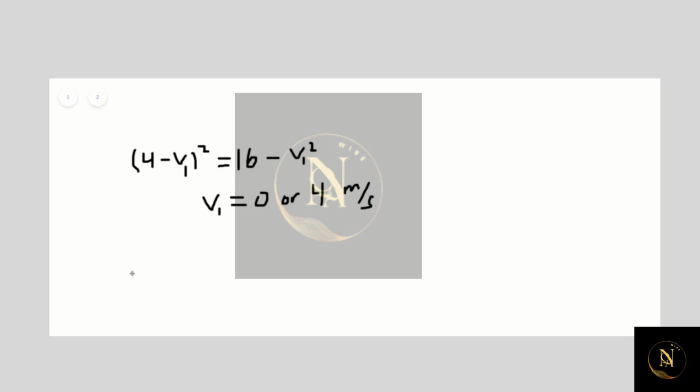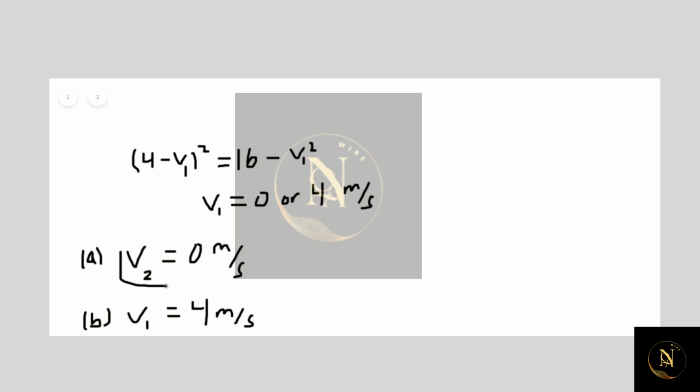For part A, we are asked to calculate the speed of the rear part, and since the forward part keeps moving in the original direction, that means the rear part must be the one that stops. So V2, the rear part, has to equal one of those, which is just going to be 0 meters per second. It's the one that stops. And then V1 has to equal the other one, which would be 4 meters per second. So we can box both of those in as our solutions to part A and part B.